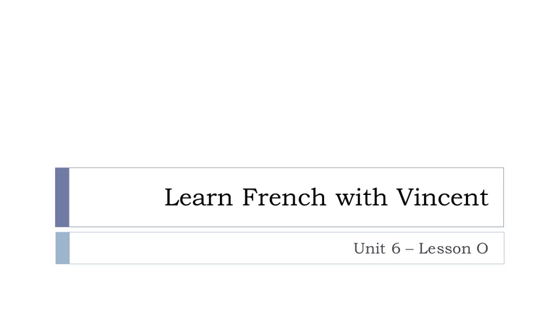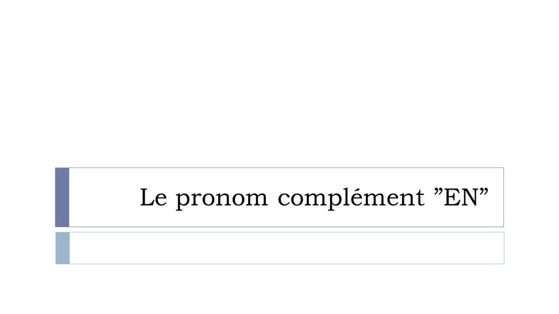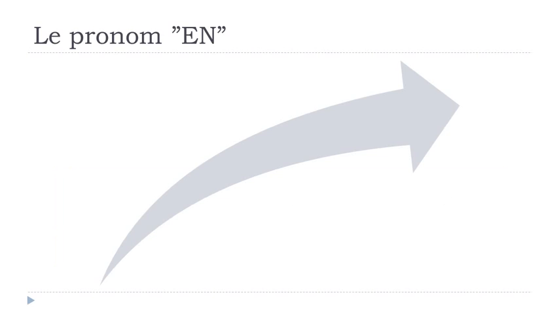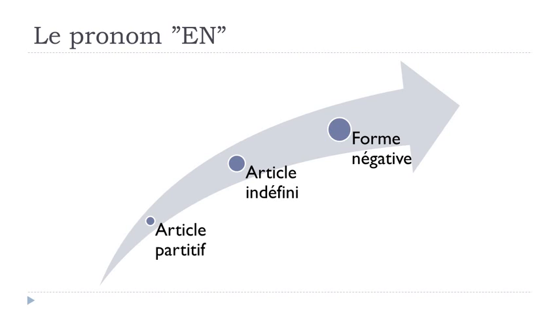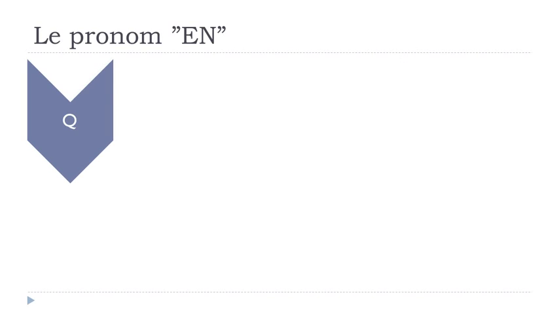And in this lesson we'll discover together le pronom complément en. So let's see now. We can use this pronom complément en whether with an article partitif, so this some concept, or it can be an article indéfini, a. In English, it would be un, une, or it can be in the negative form. So that's what we'll see. And then we'll start first with l'article partitif. Okay, so let's see now how we can make it.